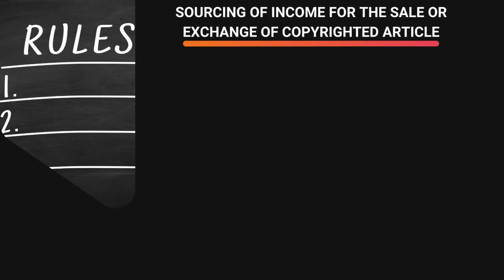Now, let's look at the income sourcing rules, because we've talked about what a copyright is. We've talked about a copyrighted article. It's now time for us to look at what the income sourcing rules are. And in this video, because we are focusing on when the transfer is considered a sale based on all the circumstances I have provided, let's take a look at how the income is sourced in the US when it's considered a sale instead of a lease.